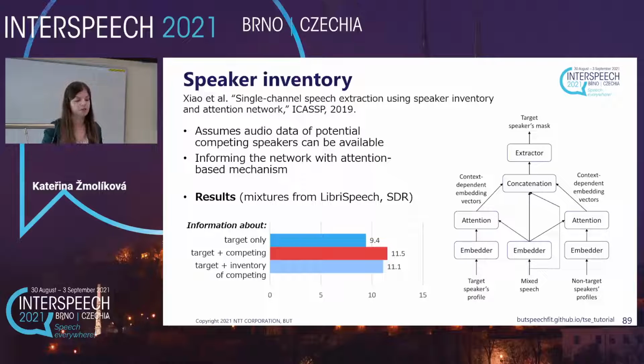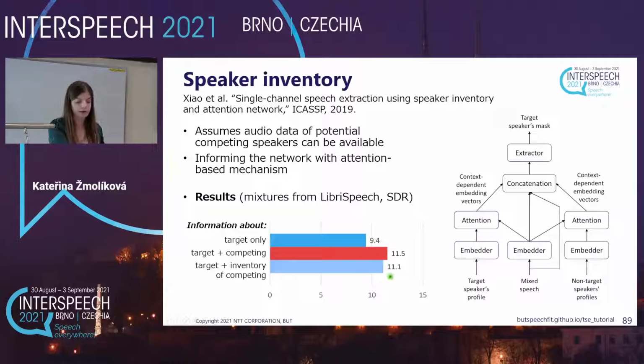Speaker Inventory is also one of the first papers that introduced the attention mechanism to inform the neural network. In these results, you can compare the quality. These are SDR results, so again, the higher the better. And you can compare the quality of the output signal when we use only the information of the target speaker, and if we also added the information about the competing speakers. So you can see that adding the information about the competing speaker significantly improves the performance.